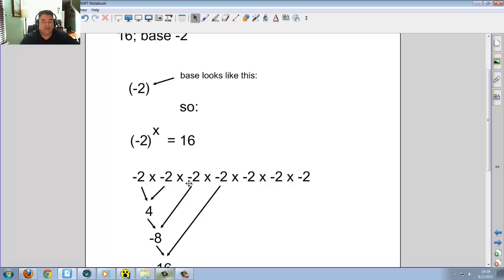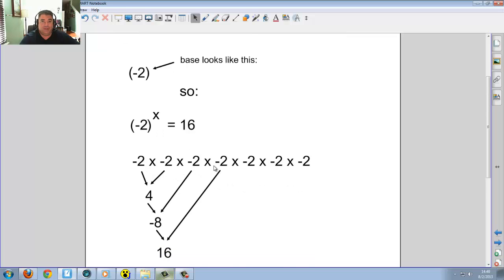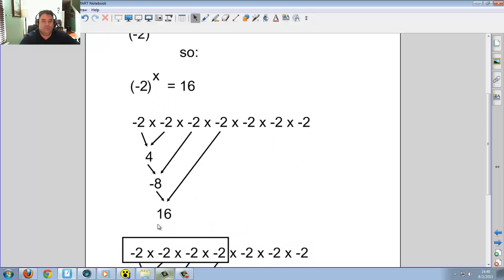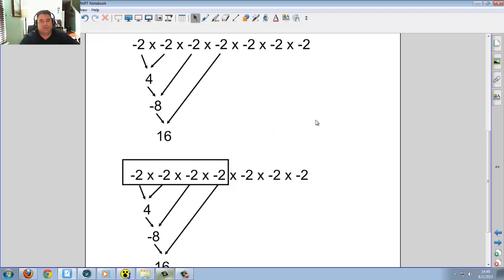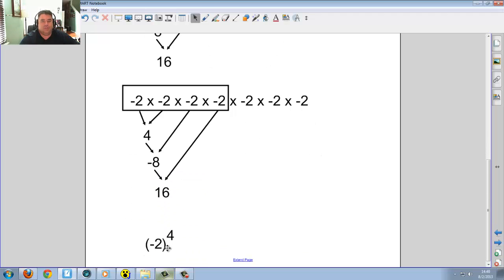If it's an odd number of negatives, it's going to be a negative. So right away, since 16 is positive, it has to be an even number of -2's. So you're going to be 2, 4, 6, or 8. In this case, there's 4 of them. So negative 2, don't forget parenthesis, to the 4th power. Notice there's a parenthesis there.